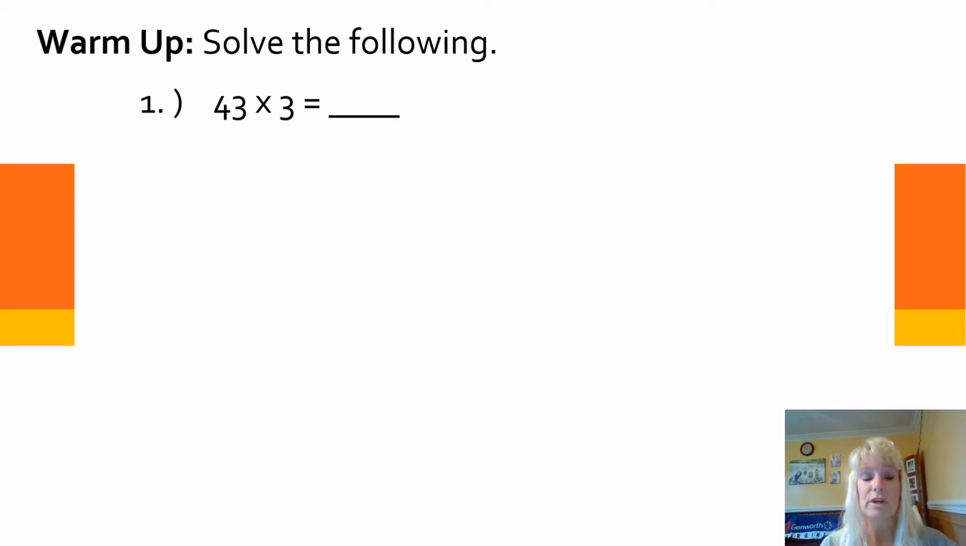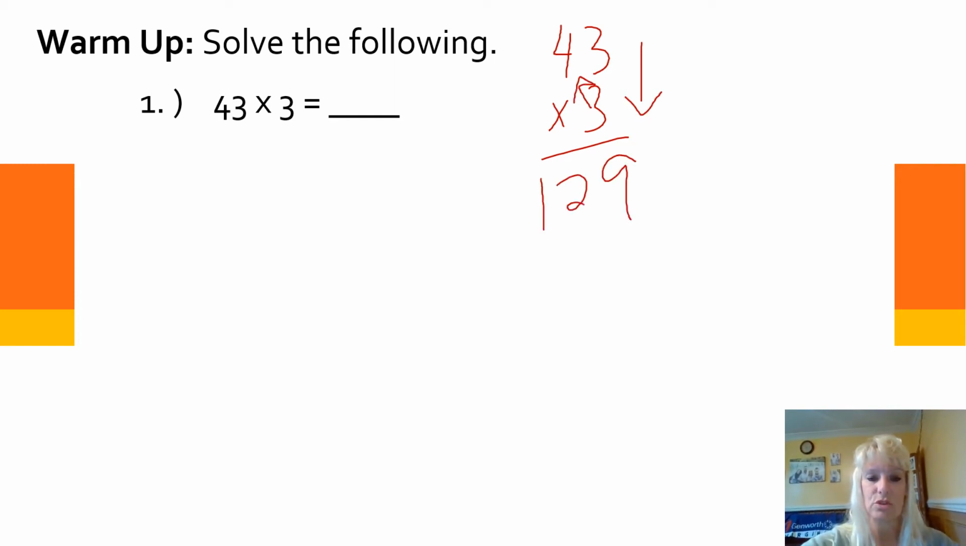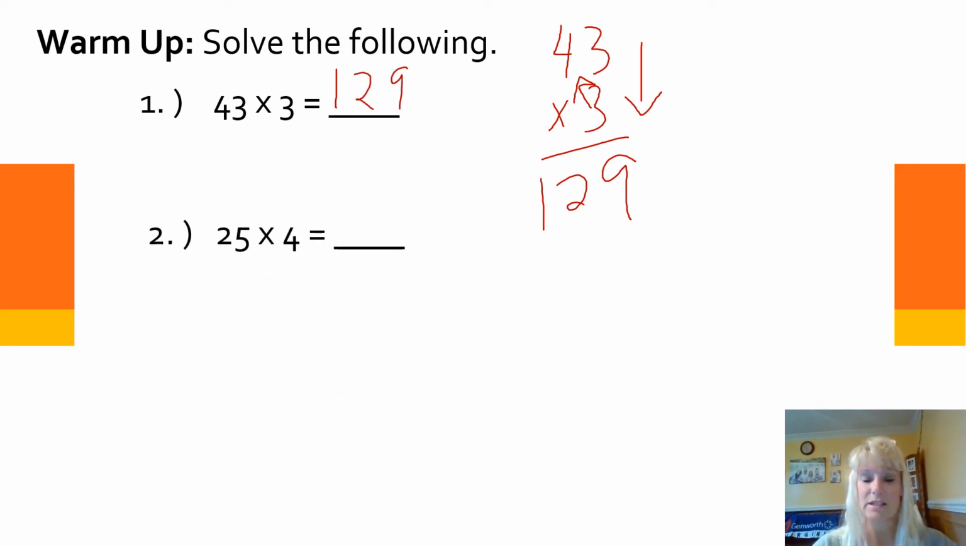I want you to do 43 times 3, and then we'll check it together. Okay. Did you do 43 times 3? This is a 2 by 1, so 3 times 3 is 9. 4 times 3 is 12. You should have gotten 129. All right, try the next one.